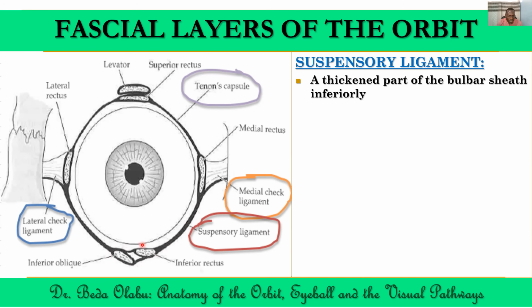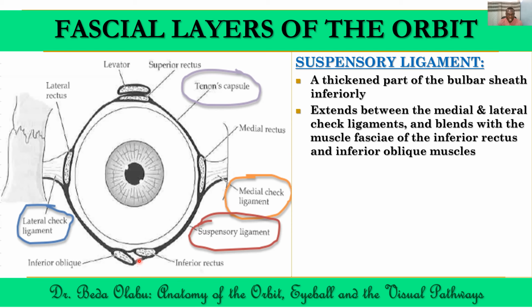Coming down, there are two muscles below, the inferior oblique muscle and the inferior rectus muscle. Again, their muscular fascia blend with the thickening of the bulbar fascia. So that thickening of the bulbar fascia inferiorly is blended with the medial and the lateral check ligaments, and also blends with the muscular fascia around the inferior oblique and inferior rectus. The whole thing constitutes still the suspensory ligament.